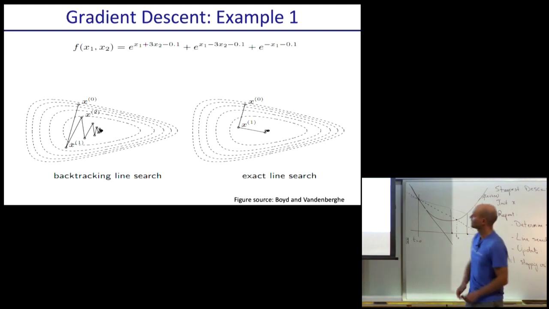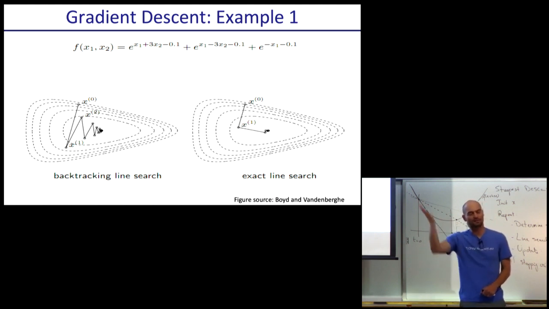Here's an example of this in action. On the left, we have backtracking line search. On the right, exact line search. On the same set of contours, same function, f of x1 and x2. And we see that it kind of goes downhill. In the backtracking line search, well, it's an aggressive step, but it satisfies that criterion. It goes a little further than the exact line search, but ultimately gets there pretty efficiently.